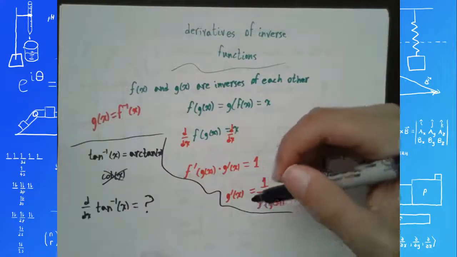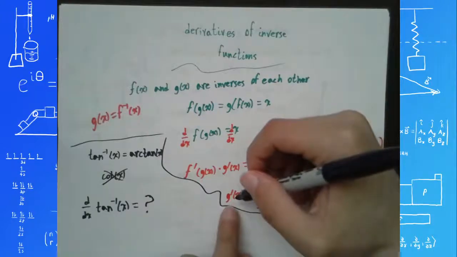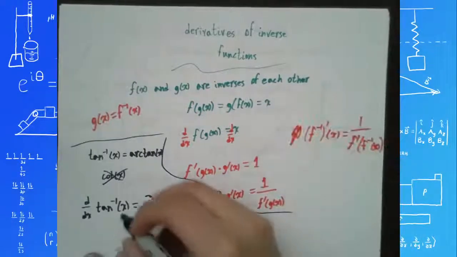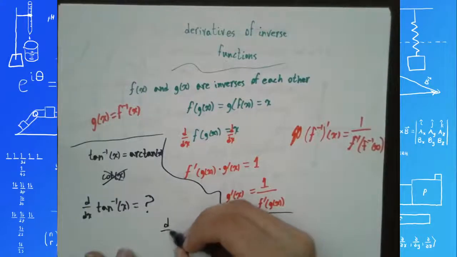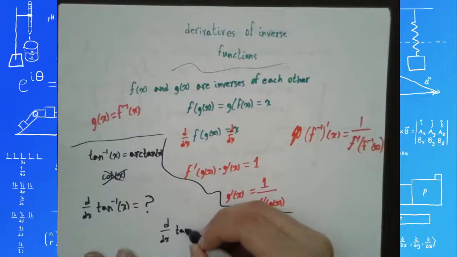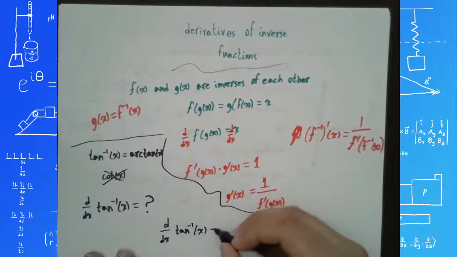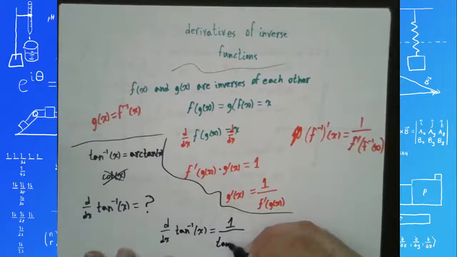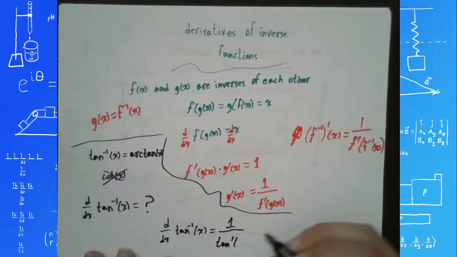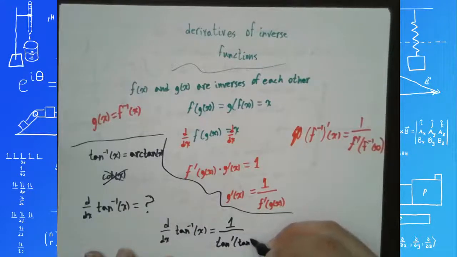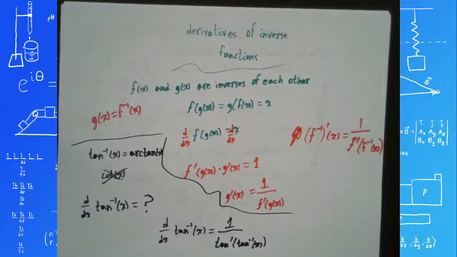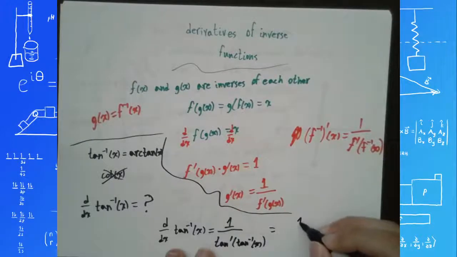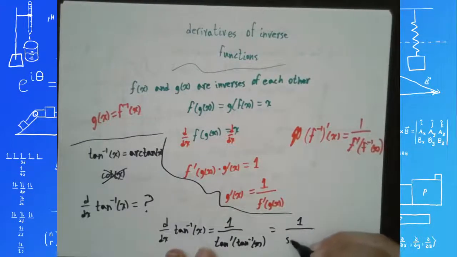You would make use of your knowledge of the derivative of the tangent of x. So tan inverse of x, that's your g prime. The derivative of tan inverse of x equals 1 over tangent prime of tan inverse of x. Well, what's the derivative of tangent? That would be secant squared. So it's 1 over secant squared of tan inverse of x.